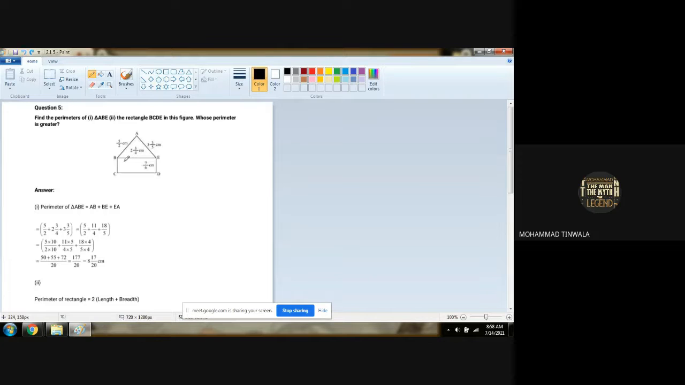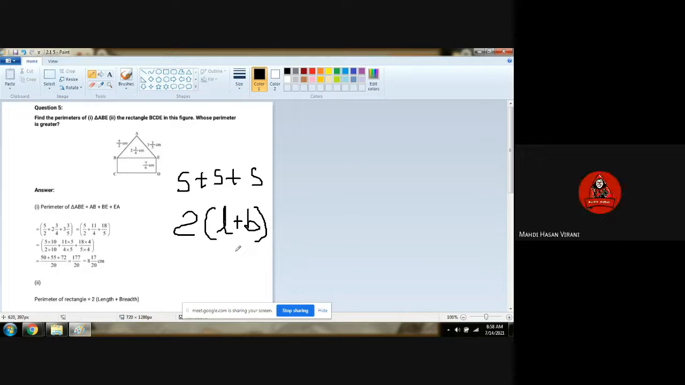So, what do we have to do in this? The perimeter of a triangle is side plus side plus side. What is the perimeter of a rectangle? 2 into L plus B. Am I correct? Yes, sir. Okay. So for the triangle, all three sides are given. One side is here, the second side is here, the third side is here. Can you see all three sides are given for the triangle?